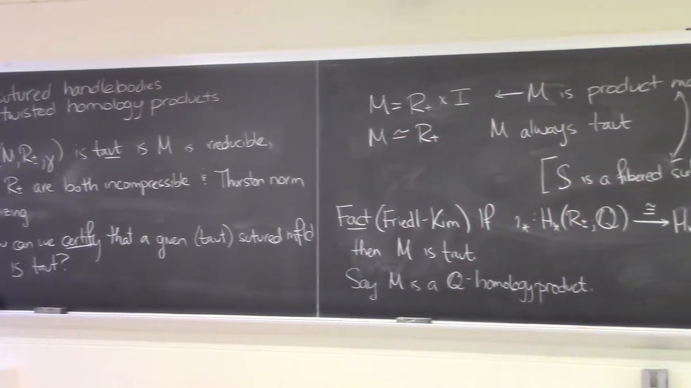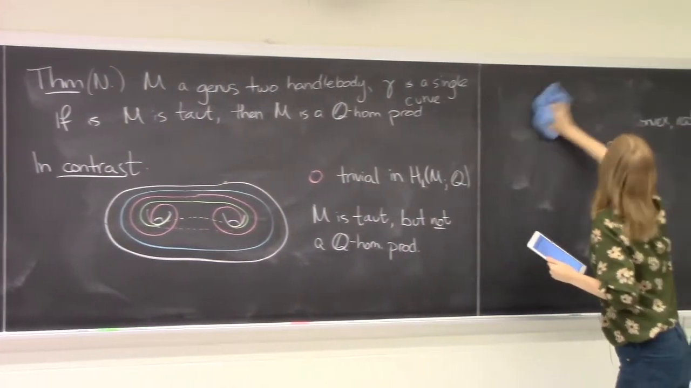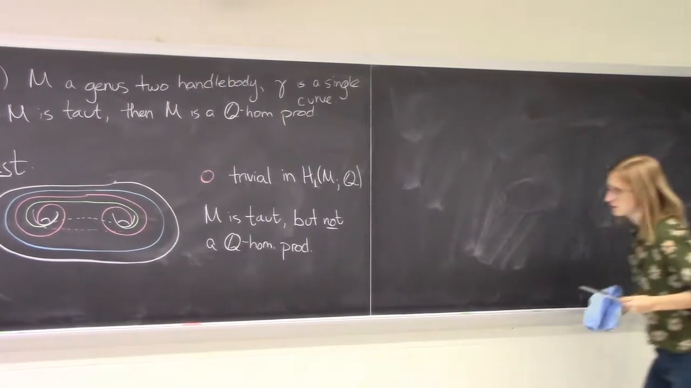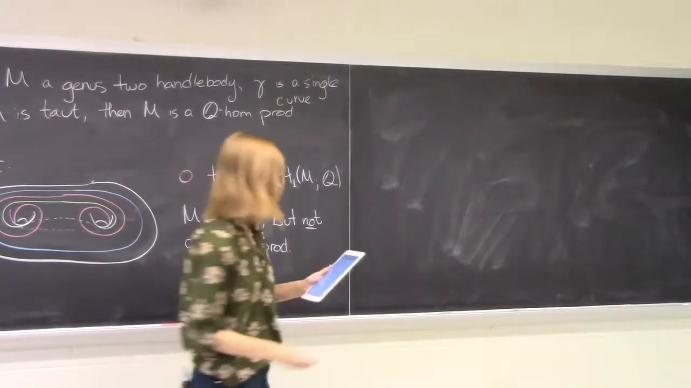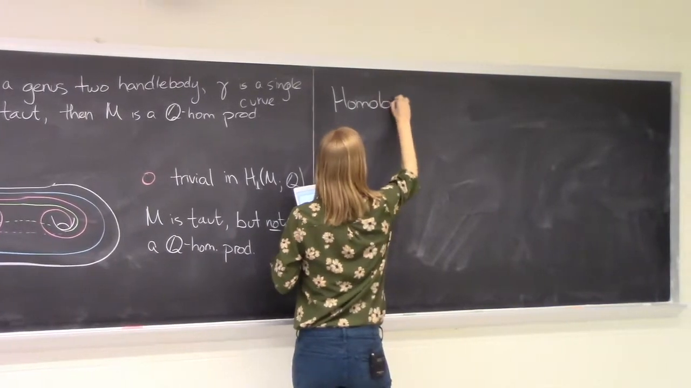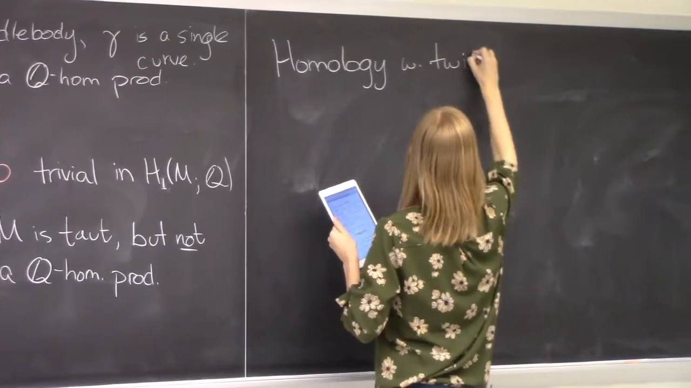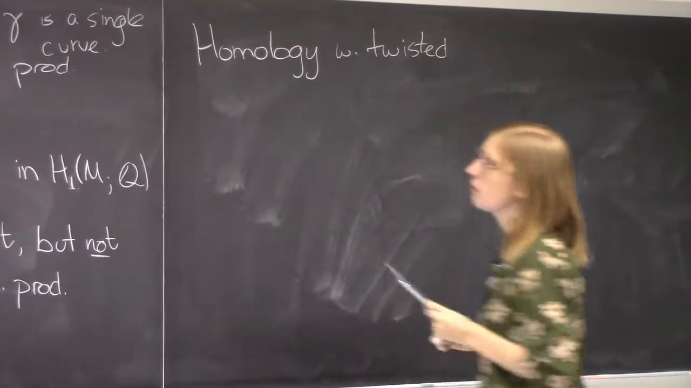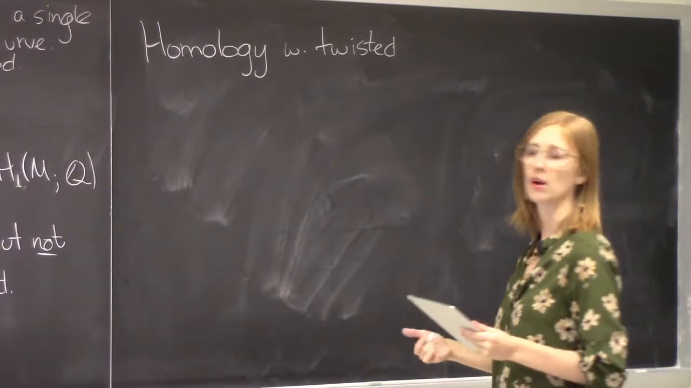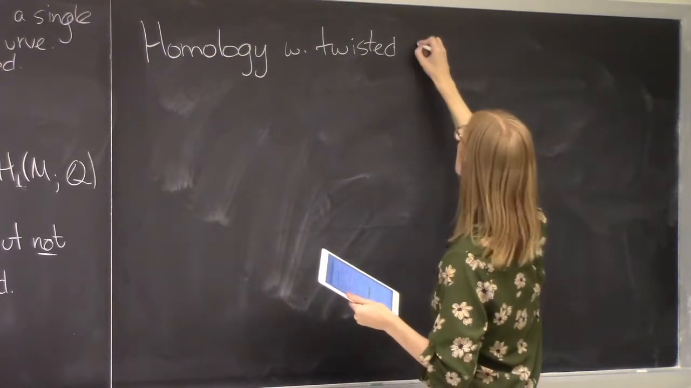So I won't go into detail on what homology with twisted coefficients is if you aren't familiar with it already. But as a starting point of how to think about this, we can think of homology with twisted coefficients as, well, it's like homology, but we're taking a little bit more algebraic information about the fundamental group of our sutured manifold into account, or of our 3-manifold in general. So with twisted coefficients.